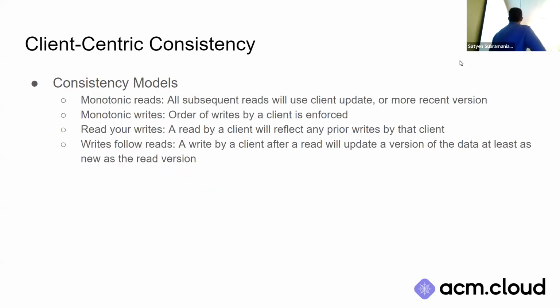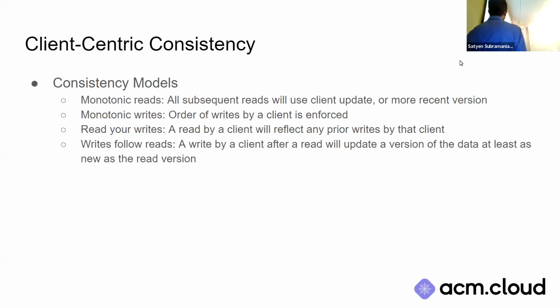So, what we'll see with this model is that these are the 4 requirements. Quickly going through them, we need monotonic reads. That means that all subsequent reads by a single client should use the most recent version of the file, which should include the client's latest update, or, if somebody else updated it and the client's update was overwritten, then that more recent version.